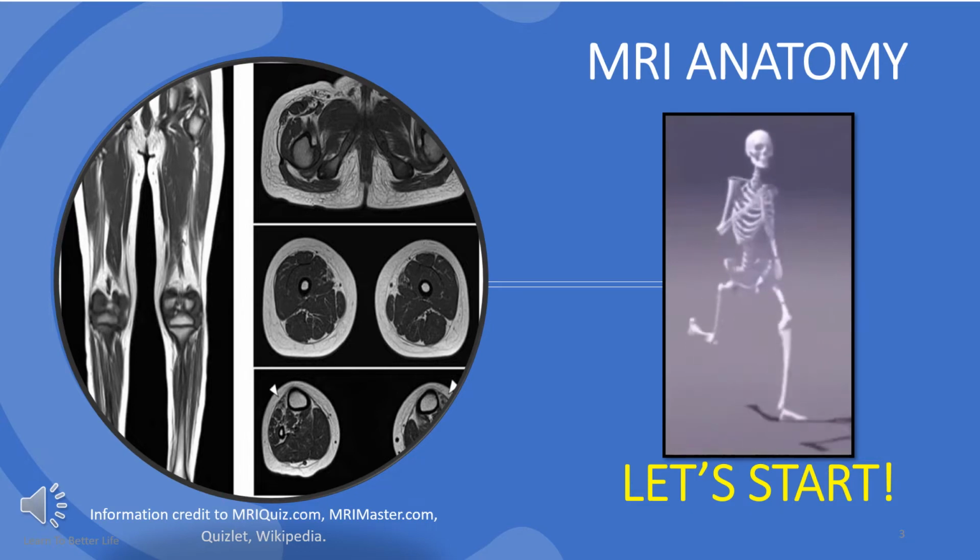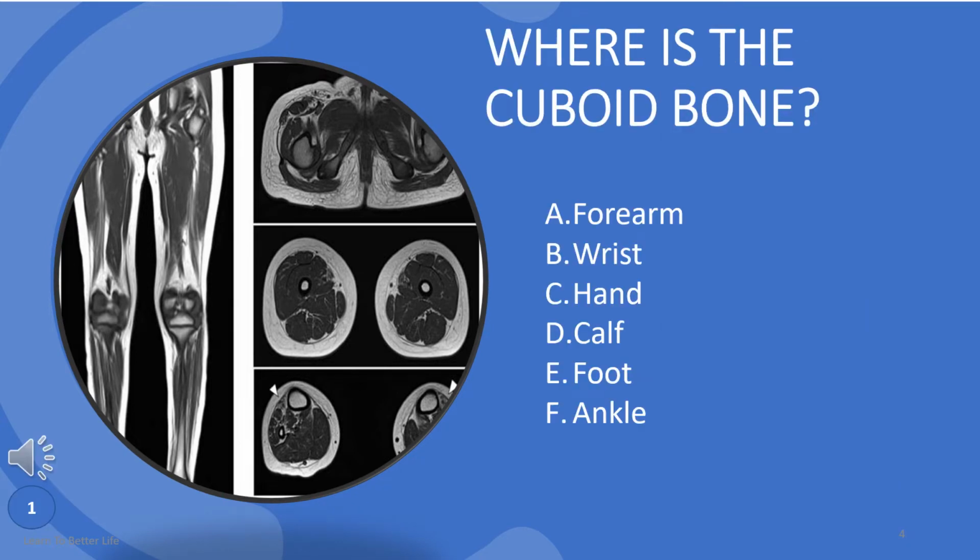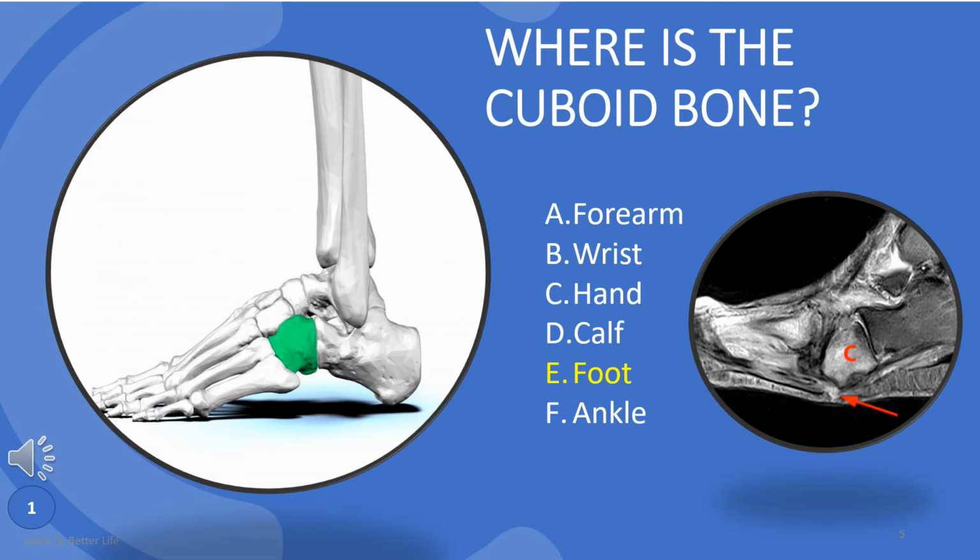Ready? Let's start. See if you know this one. Where is the cuboid bone? Forearm, wrist, hand, calf, foot, or ankle? The answer is E, foot, as you can see in the images.